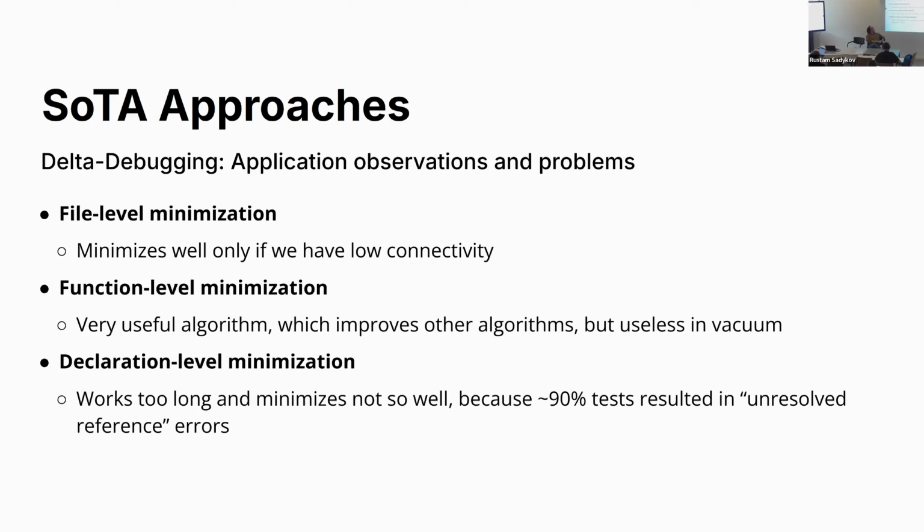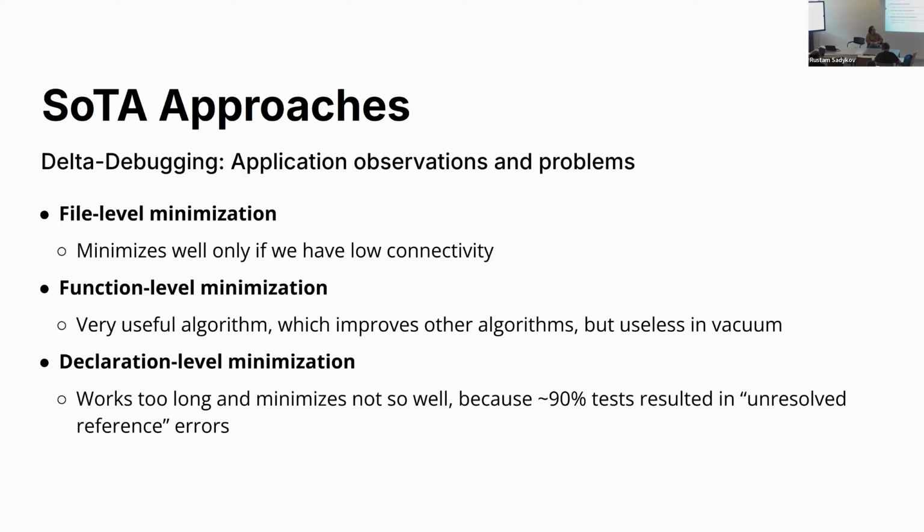Other problems with the other algorithms are basically the same. File level minimization works well only when we have a lot of code that's unconnected with each other, like unconnected modules that work separately. For function level minimization, the only problem is that it's useless in a vacuum without other algorithms, since it's just reducing the dependencies between symbols.